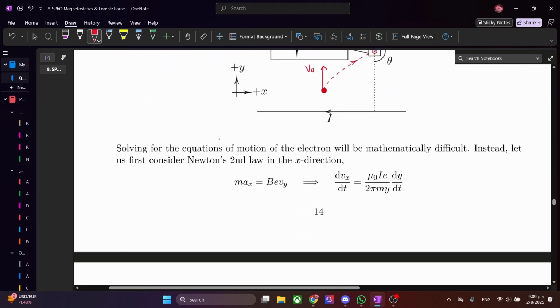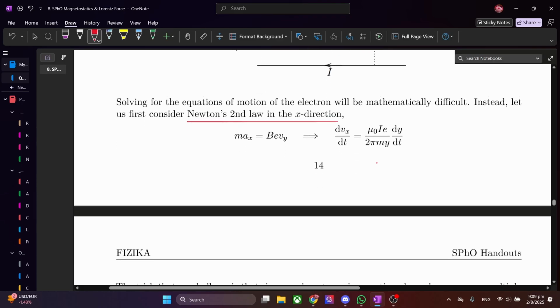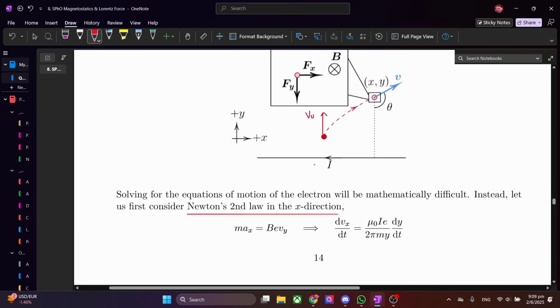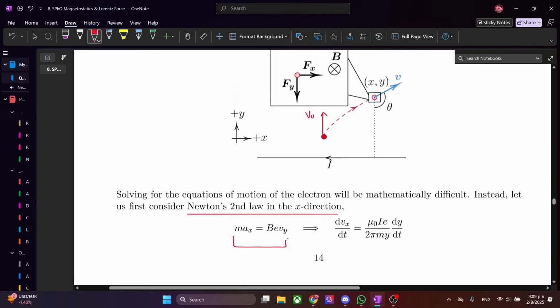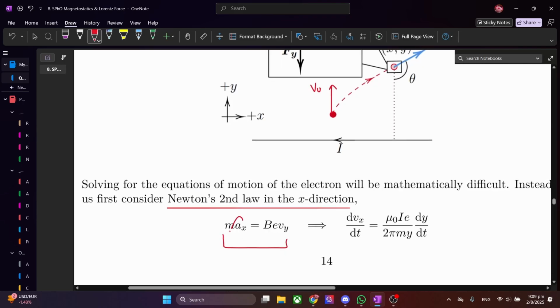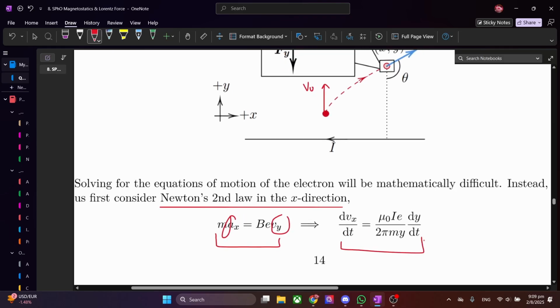So the first thing we do is we consider Newton's law in the x direction first, but we're not going to integrate anything. If we consider the forces carefully, which I'll let you figure out, you get that this equation is true. And if we use the fact that this is the derivative of vx and this is the derivative of y, you get this equation here.